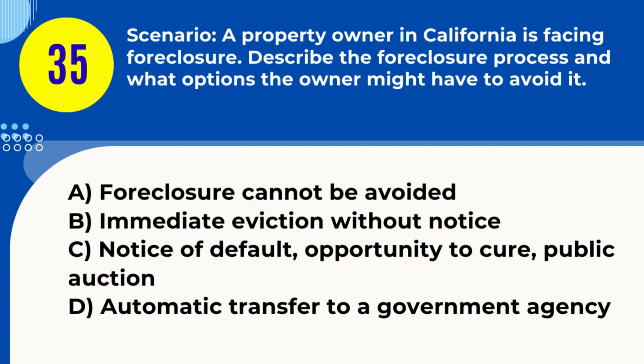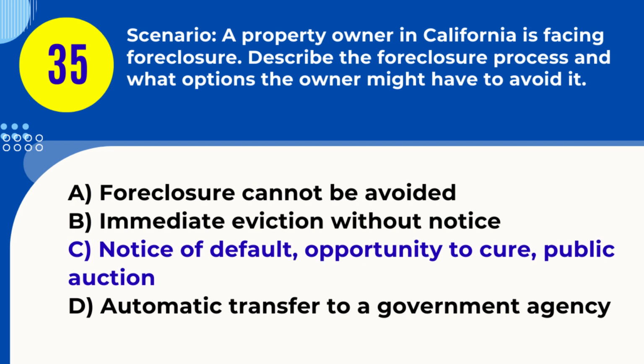Question 35. Scenario. A property owner in California is facing foreclosure. Describe the foreclosure process and what options the owner might have to avoid it. A. Foreclosure cannot be avoided. B. Immediate eviction without notice. C. Notice of default, opportunity to cure, public auction. D. Automatic transfer to a government agency.